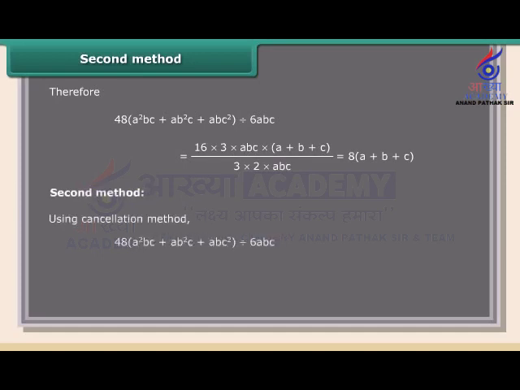48 into a square bc plus ab square c plus abc square divided by 6abc is equal to 48a square bc upon 6abc plus 48ab square c upon 6abc plus 48abc square upon 6abc is equal to 8a plus 8b plus 8c is equal to 8 into a plus b plus c.